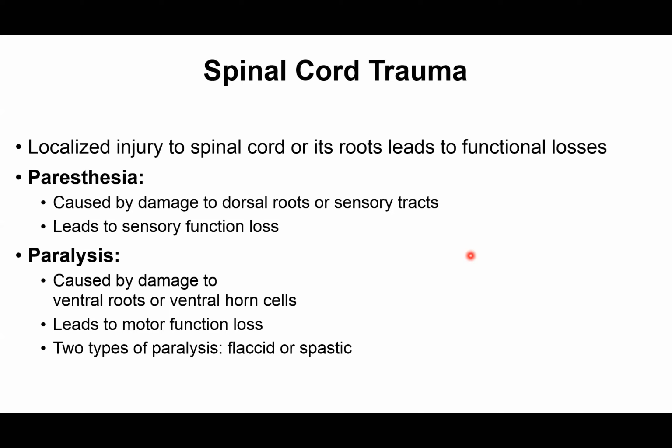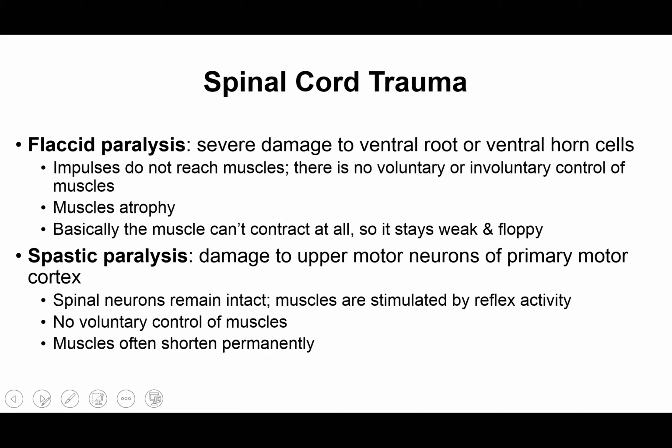If we're talking about paralysis, though, paralysis refers to damage that can be caused to either the ventral roots or the ventral horns, and this is a motor function loss. And we have two types of paralysis, both flaccid and spastic. And so right off the bat, what you guys should be thinking is paresthesia is a sensory issue. Paralysis is a motor issue. So I said that there's two types of paralysis. We have flaccid paralysis and spastic paralysis.